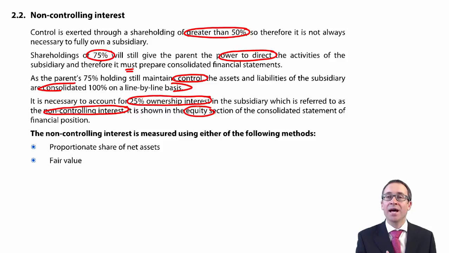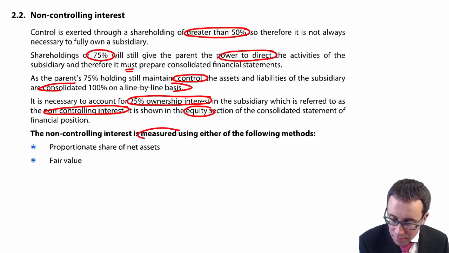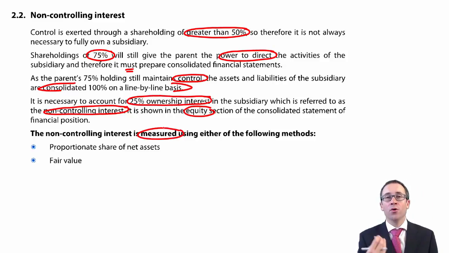The issue that we have is, how do we measure that non-controlling interest? How do we account, if you like, for this 25% ownership? Well, there are two ways in which we can measure it. So we're looking there at measurement. How do we record it as a number within our group accounts? The question will have to be clear, because depending upon which method we use will give us different figures.